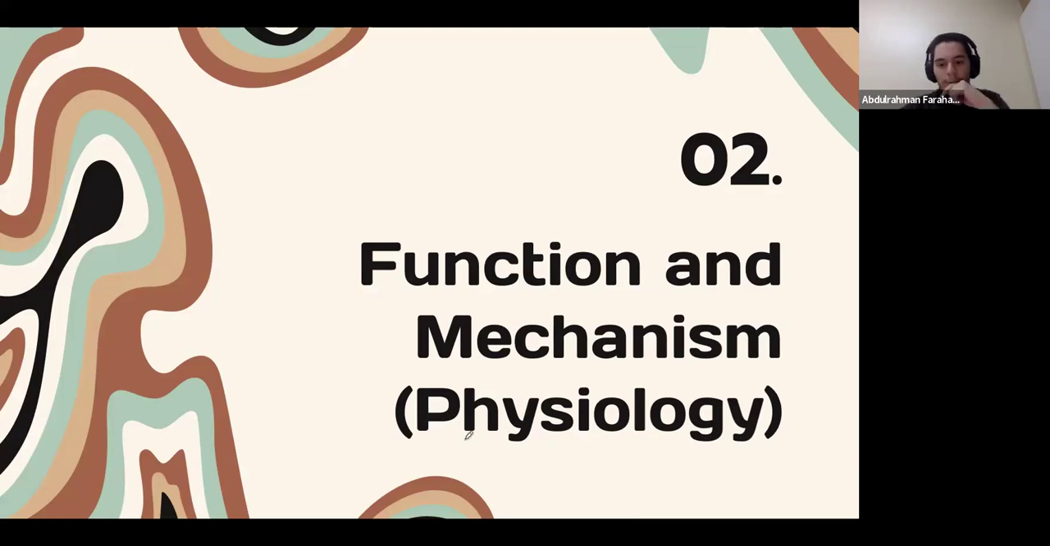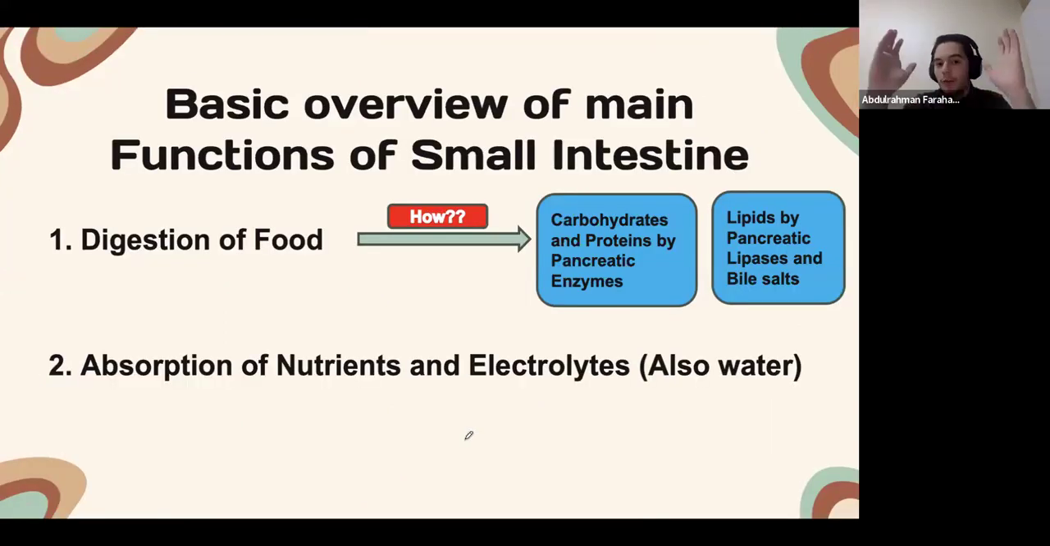Okay, so now let's go on to the function and the mechanisms, or the pathways found. And we'll be starting with a basic overview of the main functions of the small intestine. So when I tell you small intestine, two things should come to mind. First of all, it digests the food. So in the small intestine, we digest food. And then we absorb the nutrients and electrolytes we get from the digested products, right?